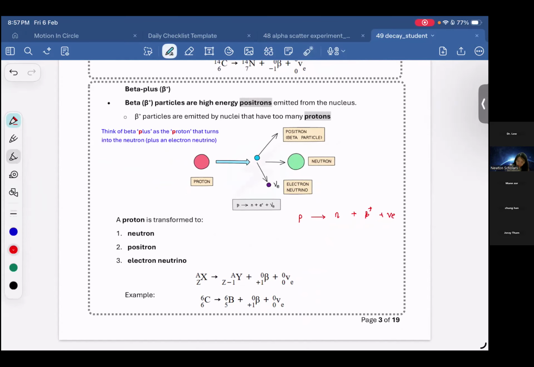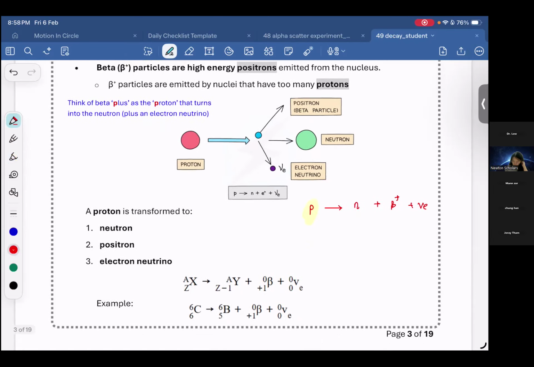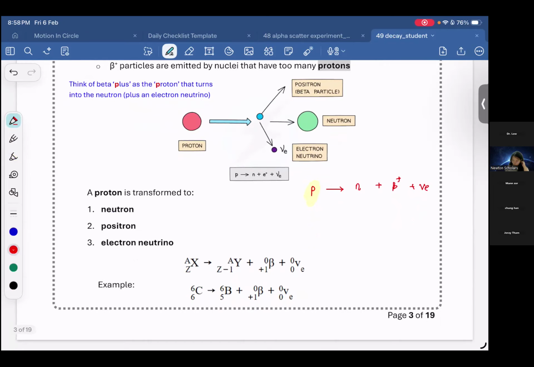I will teach you how to memorize. Beta plus, plus is positive. So proton, or P, you can think of as positive. So we start from proton, beta plus, and go to neutron. The other case is from neutron to proton. That's all, this is how I memorize. Using a technique helps us to know. So here, proton is transformed to neutron, positron, and neutrino.